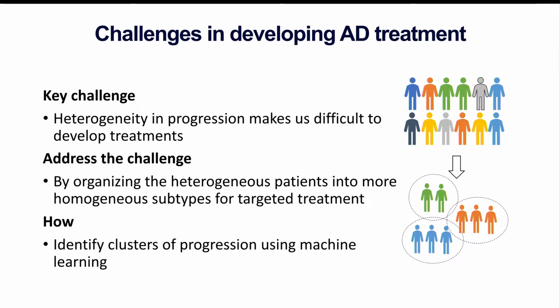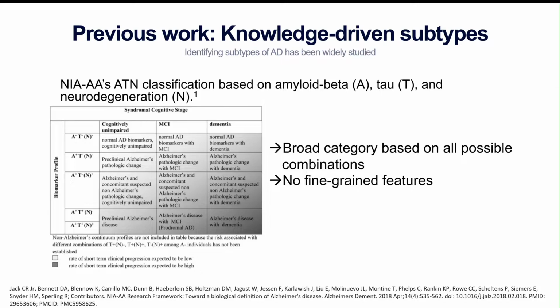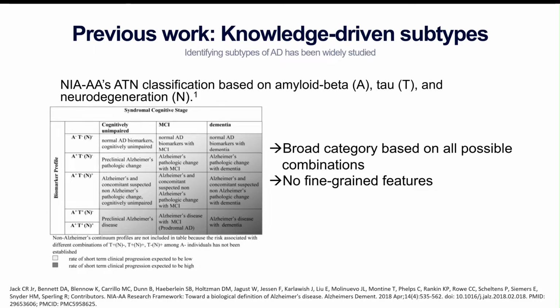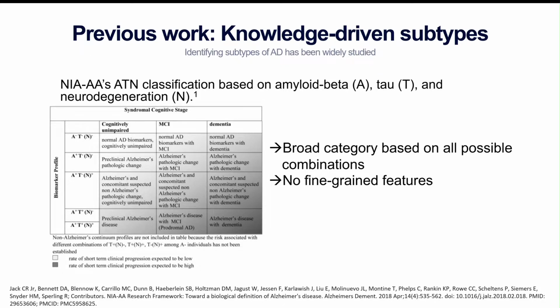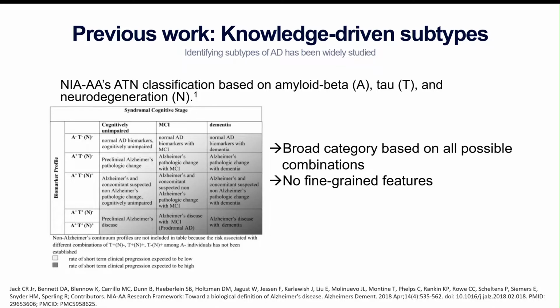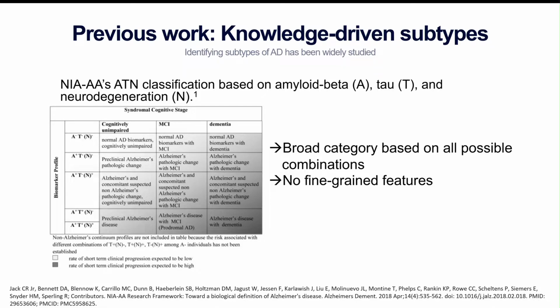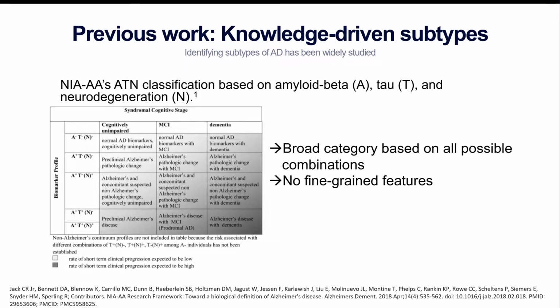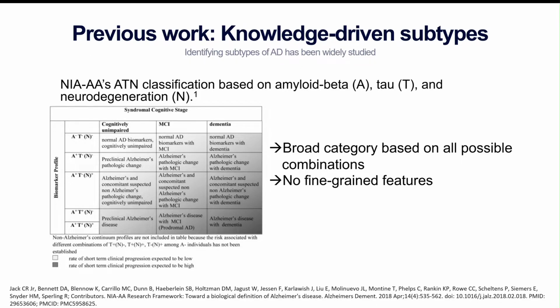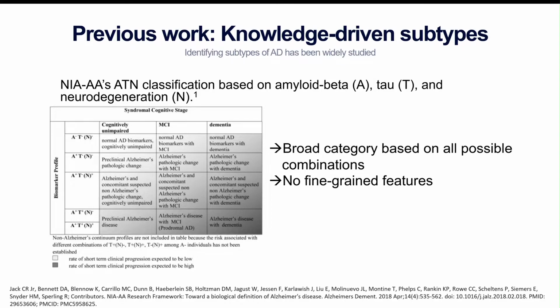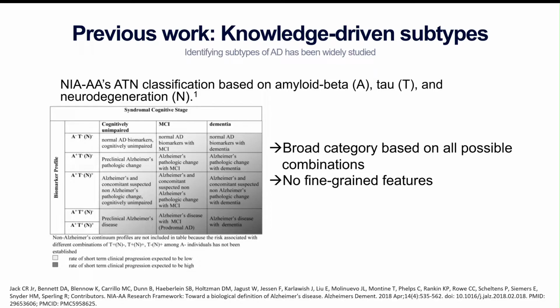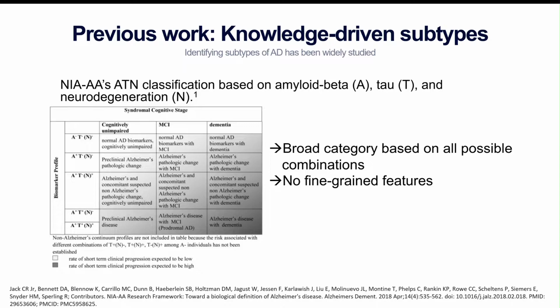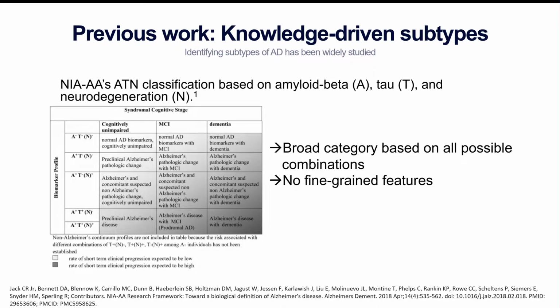We're going to do this using a machine learning method. So this is the motivation of this study. Of course, there's a lot of existing study that tries to identify subtypes of Alzheimer's disease. I think the most established one would be NIA's classification based on these three biomarkers: amyloid beta, tau, and neurodegeneration. This is a well-established classification based on the biology.